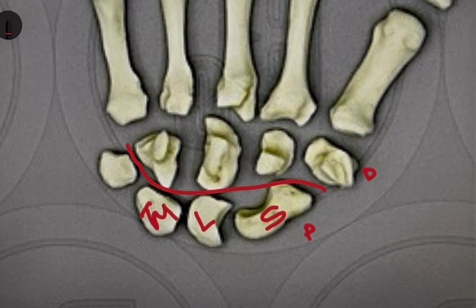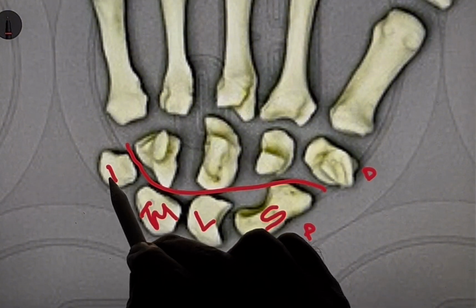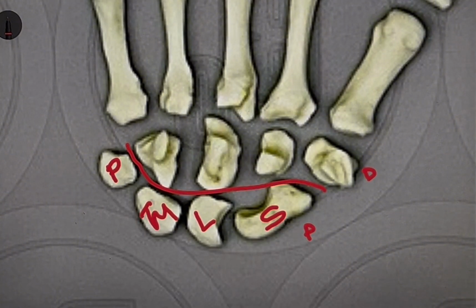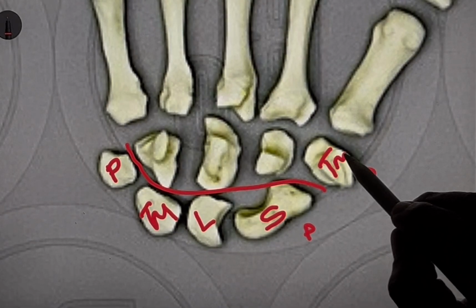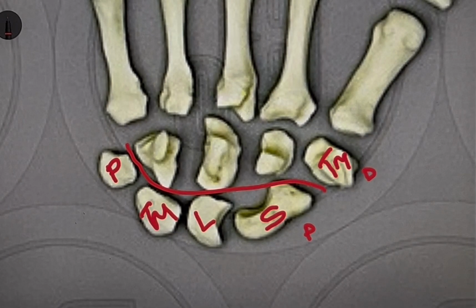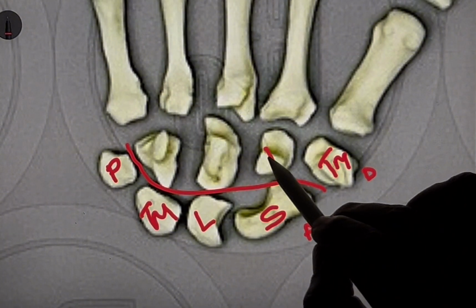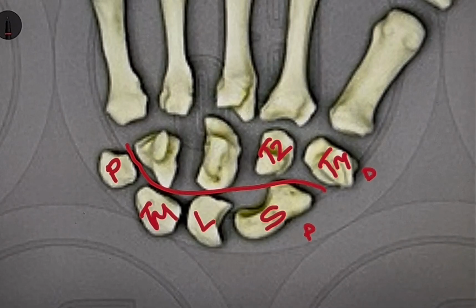Then is the pisiform. This is a sesamoid bone and it is P-shaped. Then we have the trapezium. It is a saddle joint. It helps with the opposition of the thumb mechanics. Next is the trapezoid. It is the smallest and wedge-shaped.